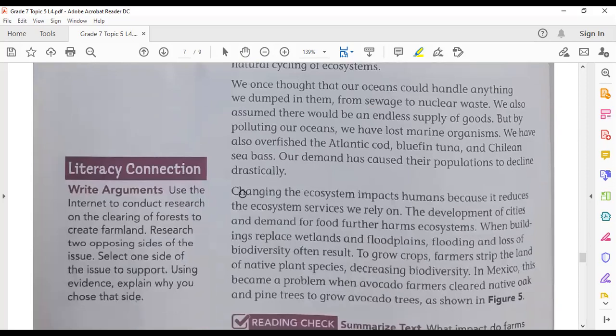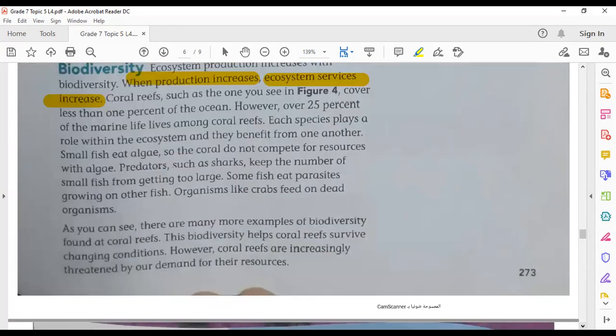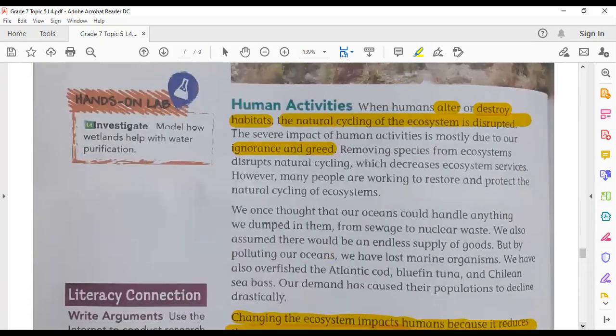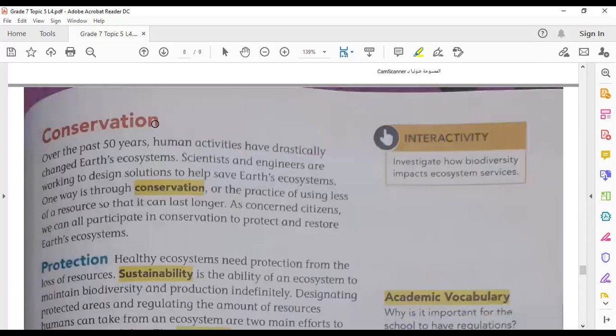Look at this statement. Changing the ecosystem impacts humans because it reduces the ecosystem services we depend on. These are the two factors that affect ecosystem services: biodiversity and human activities. Human activities in general decrease ecosystem services, because they disturb or change the habitats. Now, today, inshallah, we are going to talk about conservation.